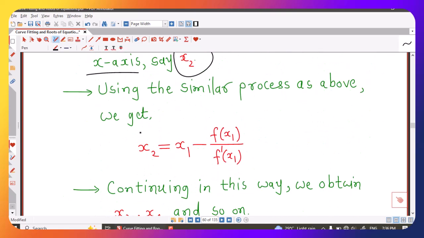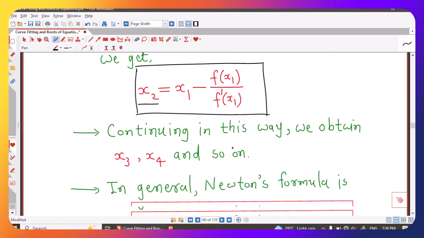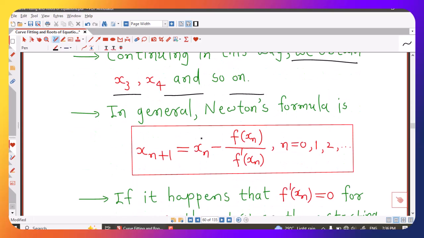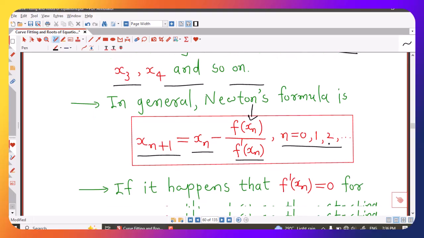And using the similar process as we have done to find out x1, using the same process we will get the formula for x2 as x1 minus f(x1) divided by f'(x1). And continuing in this way we find out x3, x4 and so on. And in general this is the Newton's formula: (n+1)th approximation to the root equals nth approximation to the root minus value of function at xn divided by first derivative at xn, and n will take the values 0, 1, 2 and so on.